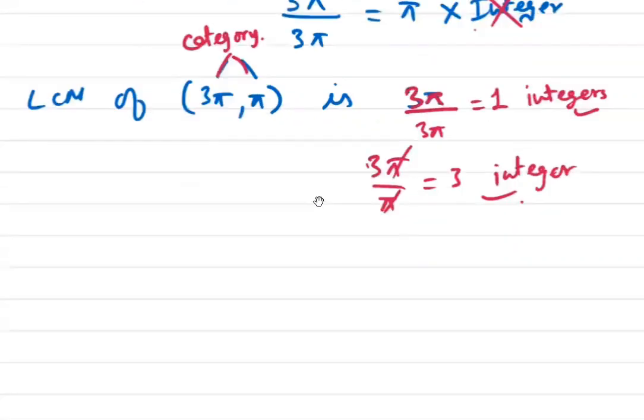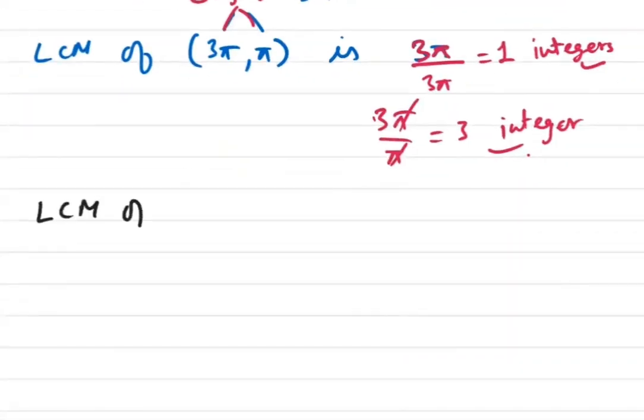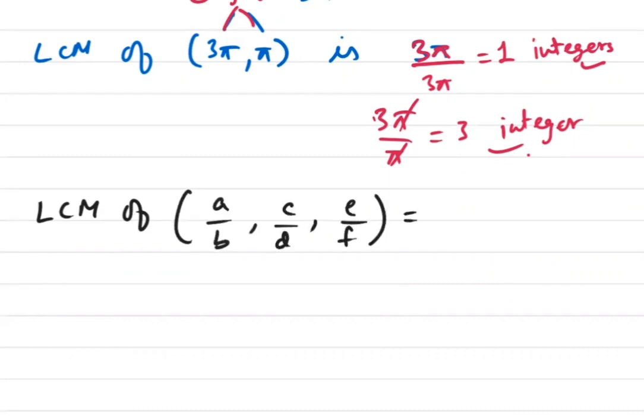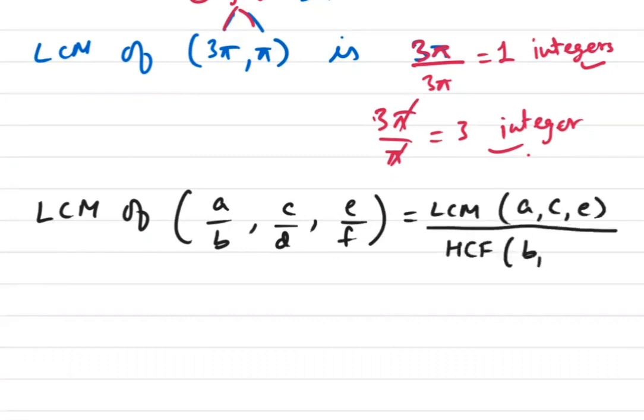Then again, based on LCM, we have the LCM of fractions. Let's discuss that as well. Let's say, for example, we are given: find the LCM of a over b, c over d, and e over f. So how do we find this? We take the LCM of all the numerators separately, a, c, and e, divided by the HCF of the denominators b, d, and f separately. So the LCM of a over b, c over d, e over f is the LCM of the numerators divided by the HCF of the denominators.